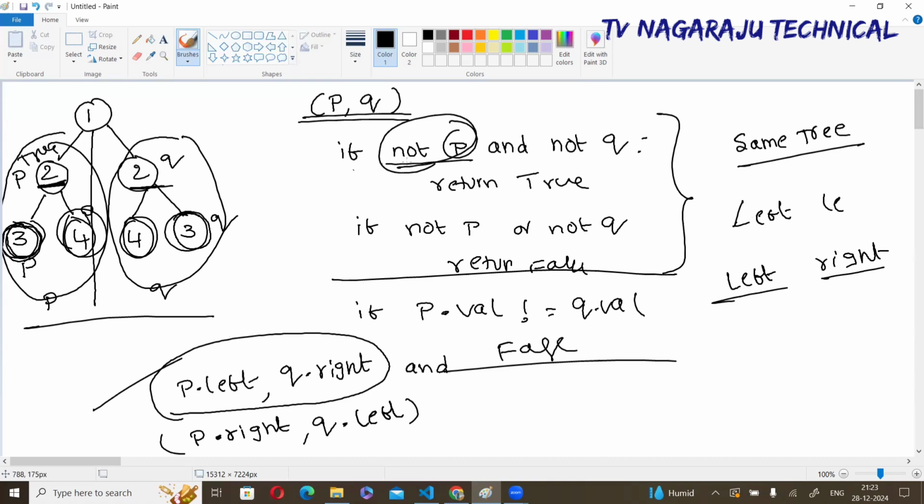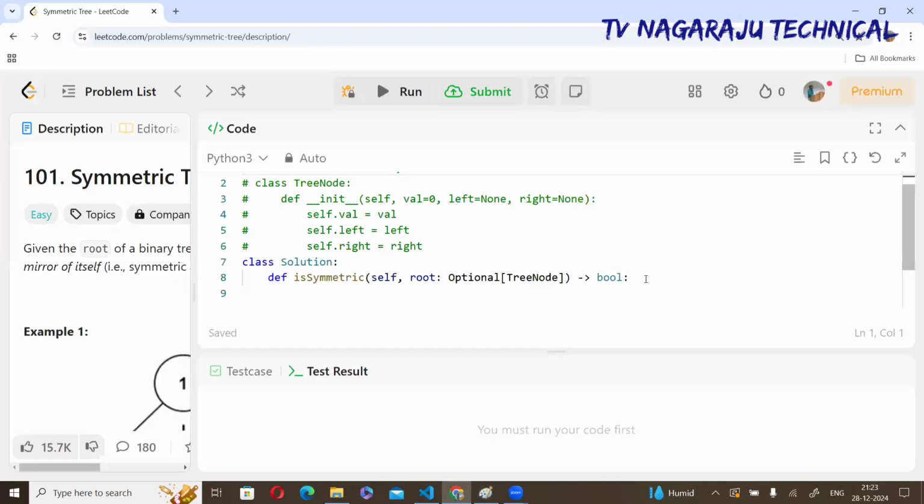Not P means false. If both are false, it means nothing is there. If nothing is there, obviously return true. If at least one is present, return false. Now you got it. For that, how do I change the program?